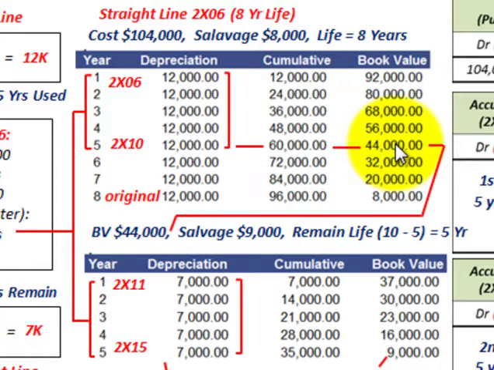That's simply our cost of $104,000 less our accumulated depreciation of $60,000, leaves us with a book value of $44,000. Now, for our change in estimate, this is what we're going to be using as our new cost or our book value when we set up our depreciation schedule. So we move this $44,000 down over here. That's our book value, and then we have that salvage value, our new estimate of $9,000, and then we have the remaining life, 10 years less the 5 years that we had depreciated it, so it gives us 5 years. So using our new depreciation schedule from years 20X11 through 20X15, we'd be depreciating it at $7,000 per year.